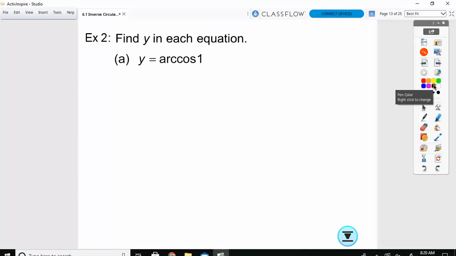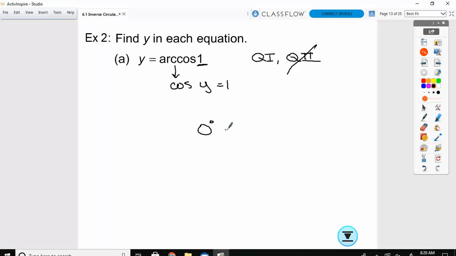So let's try some examples. When I see this, arc cosine, that's cosine inverse. I know cosine inverse can only exist in quadrants 1 or 2. Because this is a positive 1, which quadrant do we need? Quadrant 1. So all this means is cosine of something equals 1. When does cosine equal 1? At 0 degrees or 360 degrees, 0 radians or 2 pi radians, those are all the same.